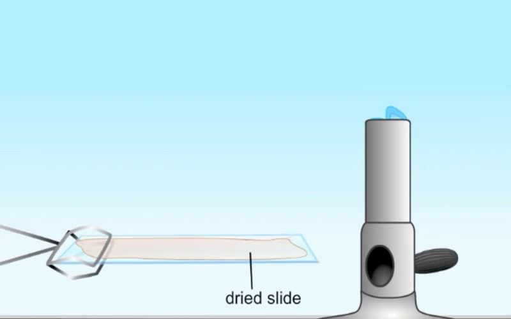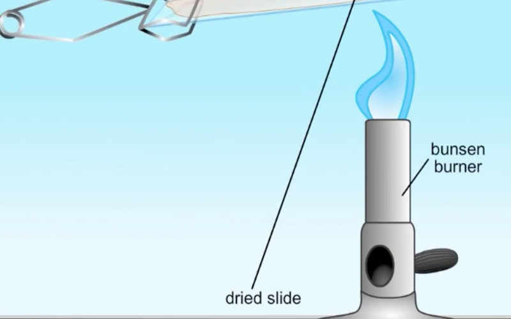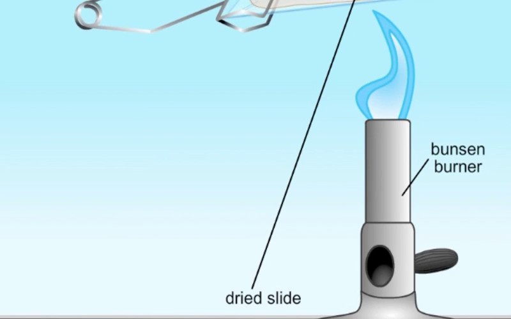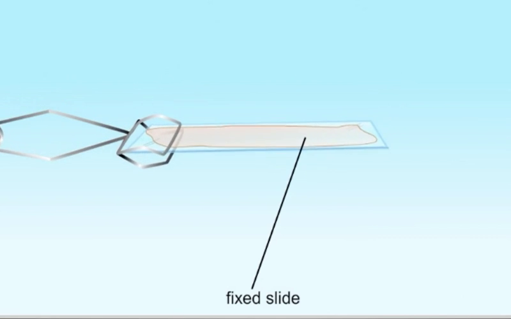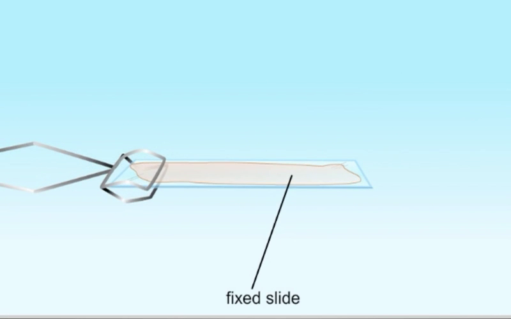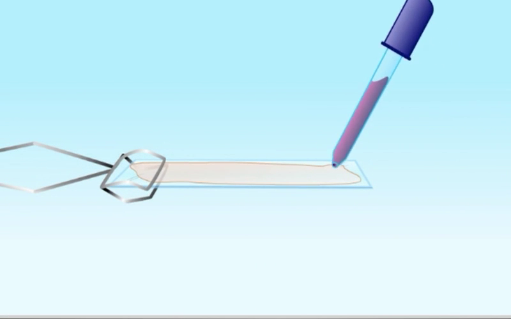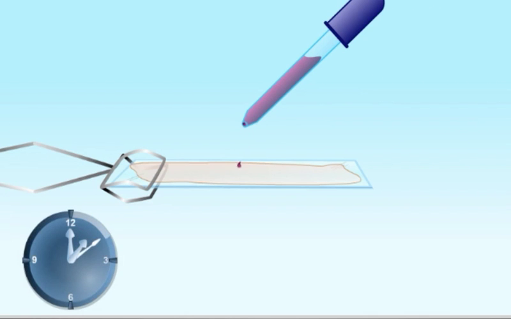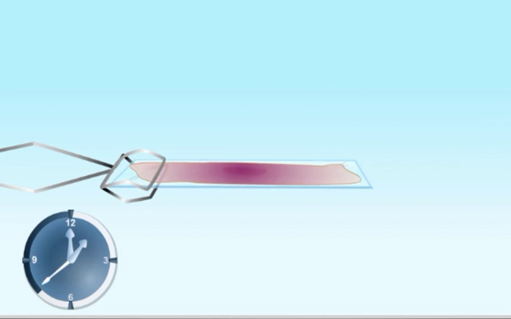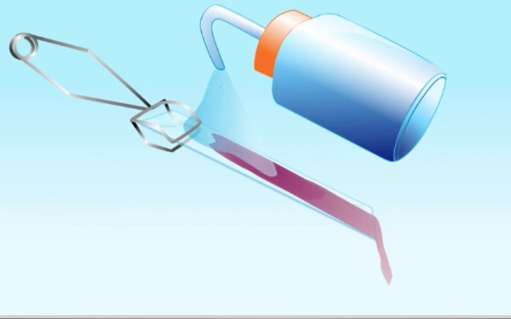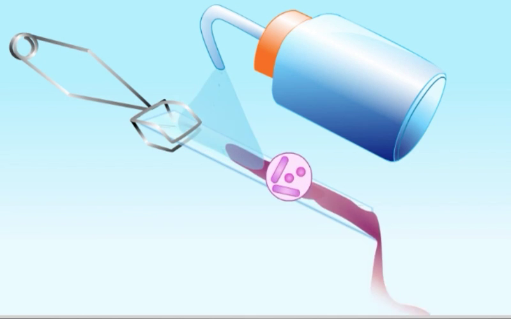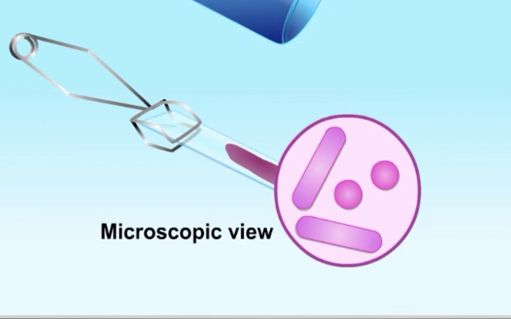The cells are then fixed to the slide by passing slightly above the flame of a Bunsen burner. After passing above the flame, the slide should feel warm when touched to the back of the hand, but should not be too hot. The fixed cells are then stained with the basic dye, crystal violet, for 30 to 40 seconds. The slide is then rinsed with water to remove excess stain. At this point, all cells appear purple under the microscope.